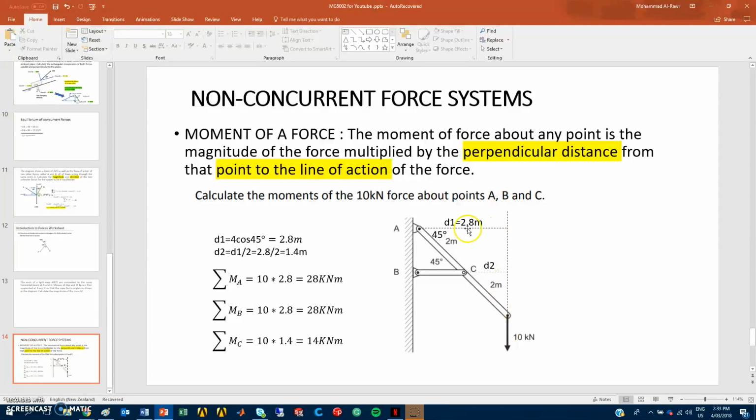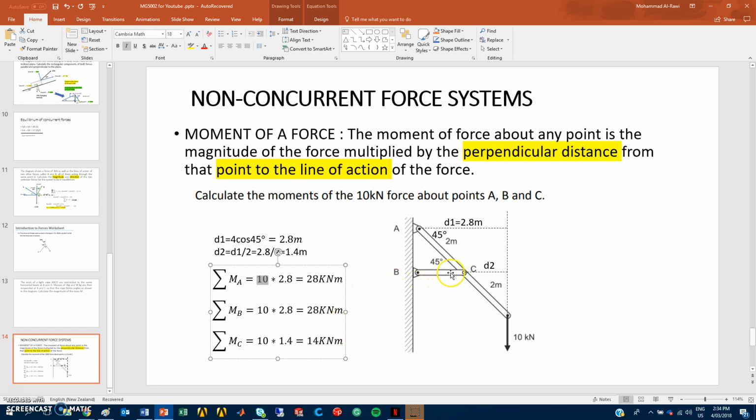This is very important. In this example, we find the line of action, then the perpendicular distance from the line of action to that point, and then force times distance is equal to moment. That's what we did. Always we multiply the 10 kilonewtons times the distance. Distance one is 2.8, from here to B is 2.8 again, and from here to C it's half of 2.8, which is 1.4, and you get the answer.